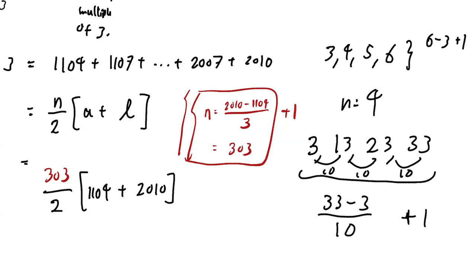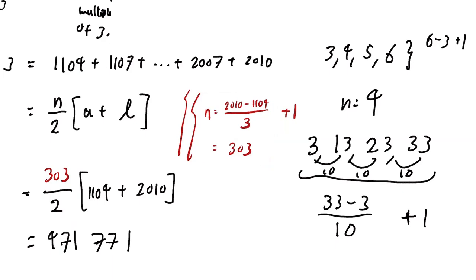Okay, just key it into the calculator now. I think I got 471771. Did you get that? Yeah. I'm trying to make it look nice. Okay, there's something like that.